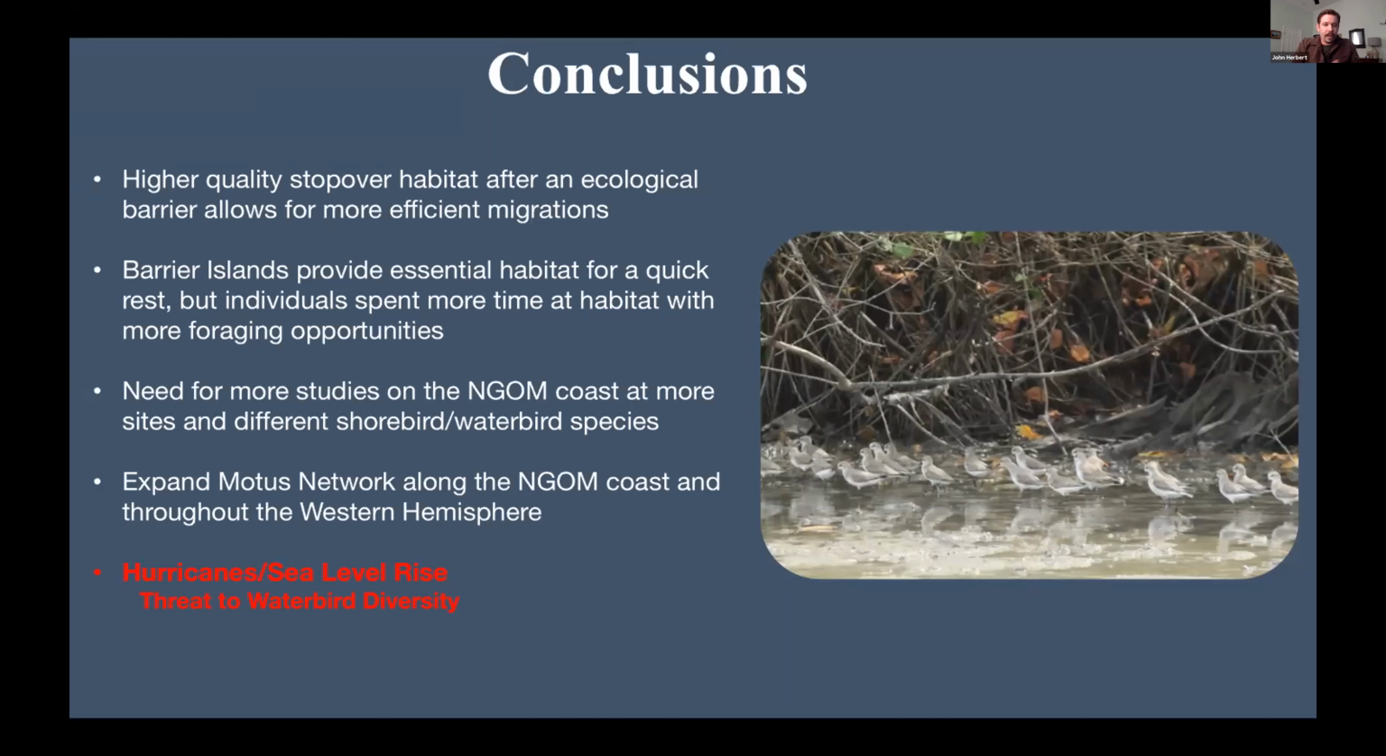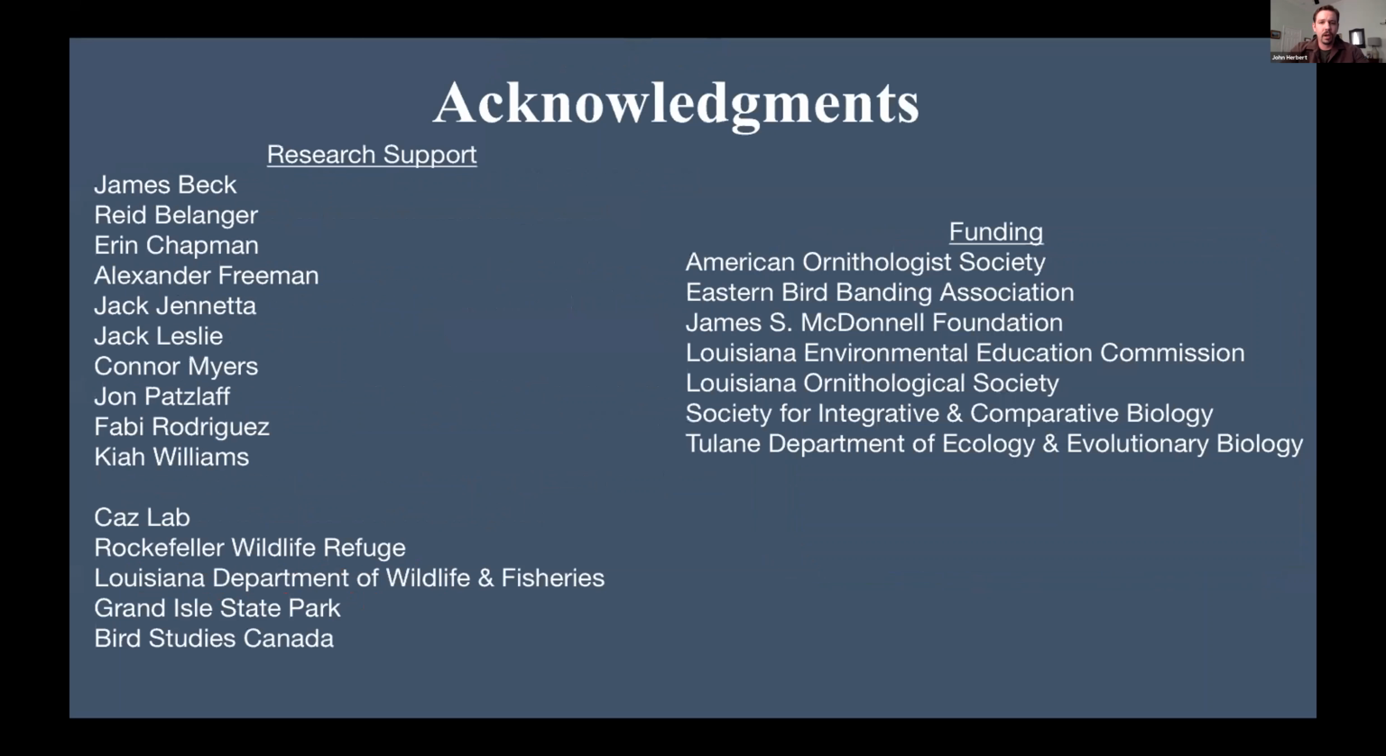And then here in red, highlighting that these conservation concerns are immediate. Hurricanes and sea level rise are a real threat to this coast. This summer, Rockefeller was hit really hard twice by hurricanes. Grand Isle was just hit by a separate hurricane. Those of us that have been lucky enough to visit or work in Southwest Louisiana know what a special place it is for waterbird diversity. So really a concerted, collaborative conservation effort needs to take place in this part of the Gulf Coast.